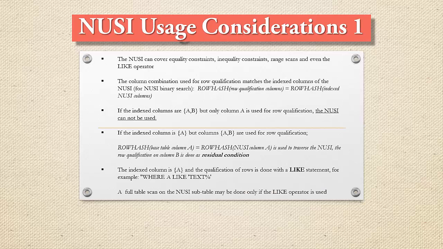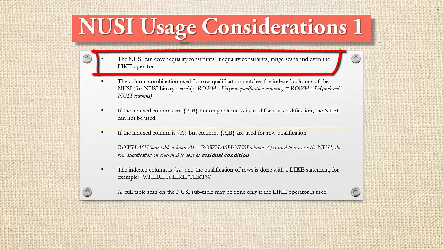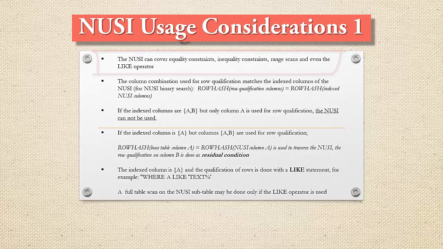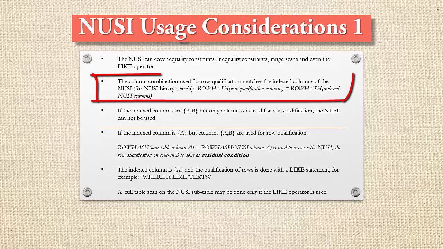Regarding the usage considerations, the picture for a non-unique secondary index is much less clear-cut than it was for the unique secondary index before. Why is this? First, the NUSI can cover equality constraints, inequality constraints, as well as conditions leading to range scans. Even the LIKE operator does not prevent the non-unique secondary index usage per se. Under ideal conditions, the column combination used for row qualification matches the indexed columns of the NUSI for a NUSI binary search. Then the row hash of the qualifying rows is equal to the row hash of the indexed NUSI columns, and this is a clear indication for the usage of the NUSI.